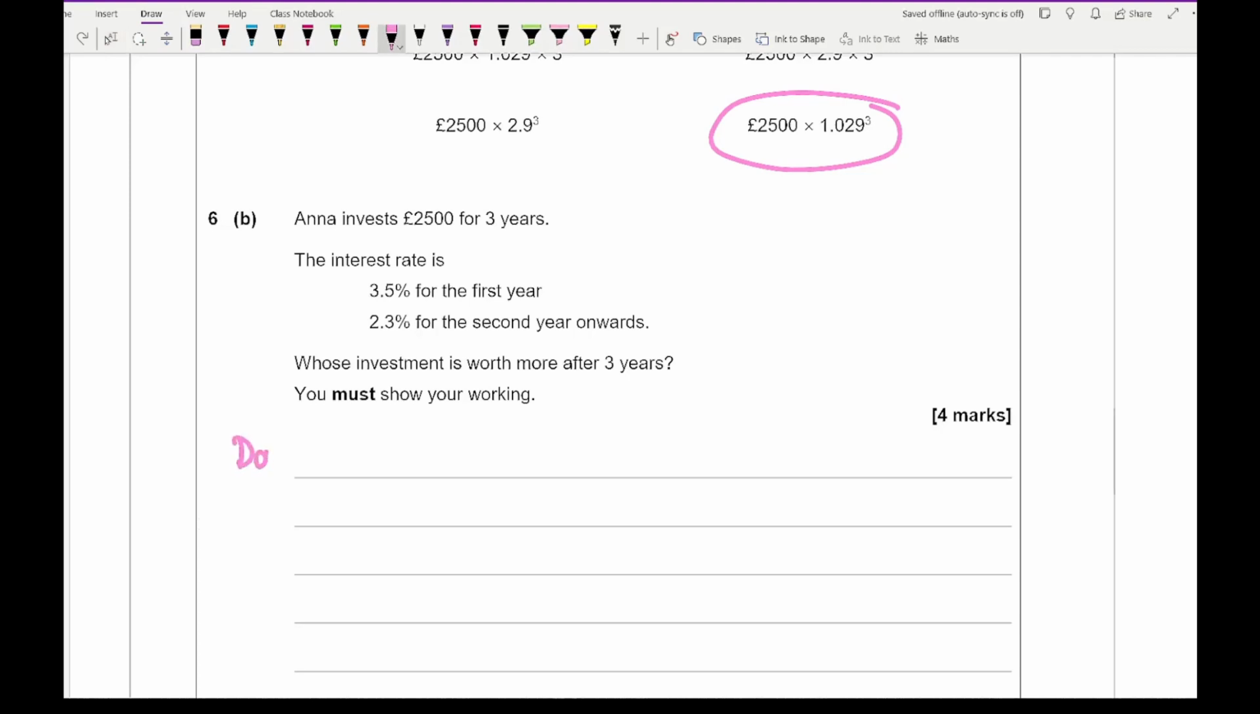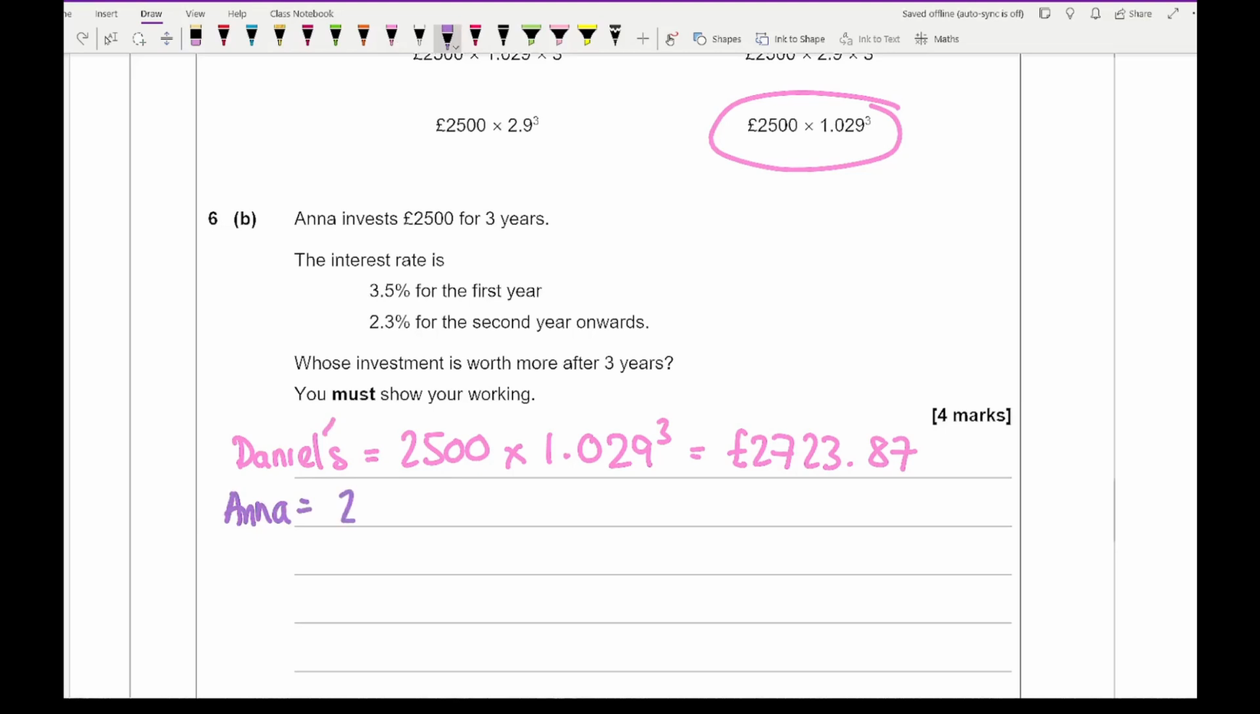So first things first, let's work out Daniel's, and that's going to be 2,500 multiplied by 1.029 to the power of 3. And if I've done that correctly, I should have an answer of 2723.87 to 2 decimal places.